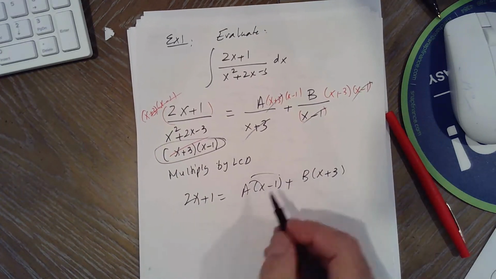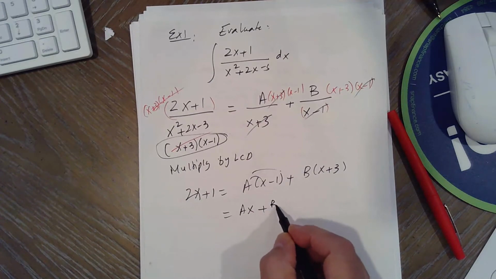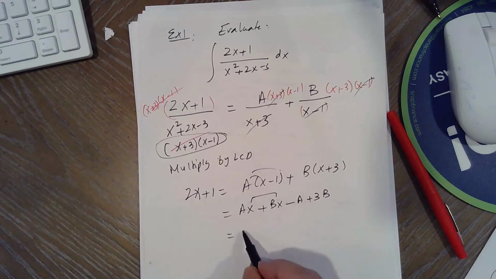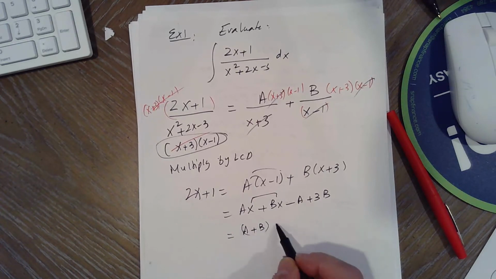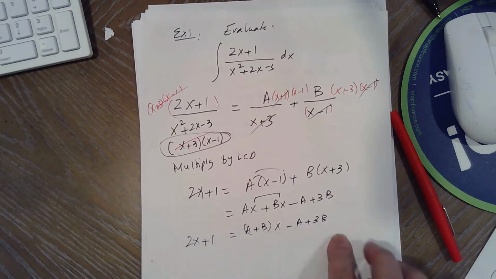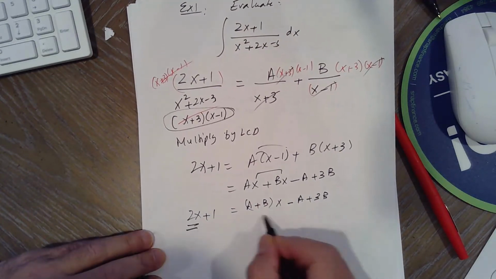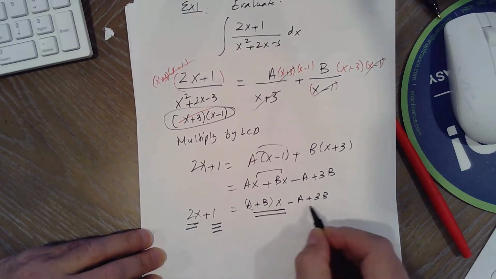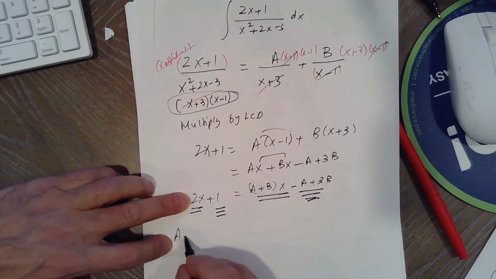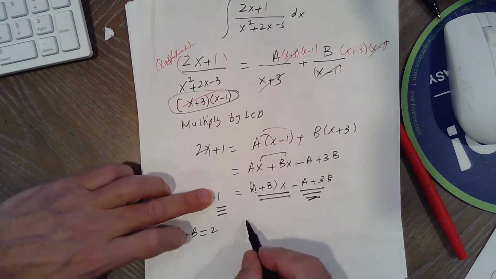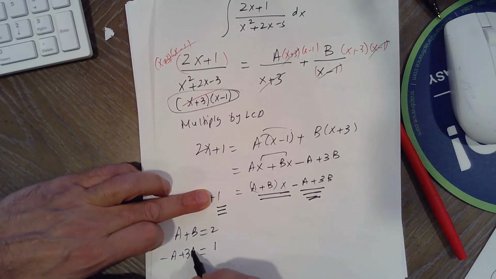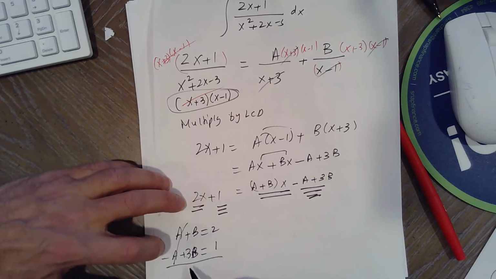So now you want to distribute, combine the x terms together and the constants together, and factor out the x: a plus b times x, plus negative a plus 3b. So you can see this is always true, meaning that 2x has to equal a plus b times x, and the constant has to equal the constant, okay? So if 2x equals a plus b times x, that means a plus b equals 2. We drop the x, and then 1 equals negative a plus 3b. So we get a system of 2 equations solved by elimination.